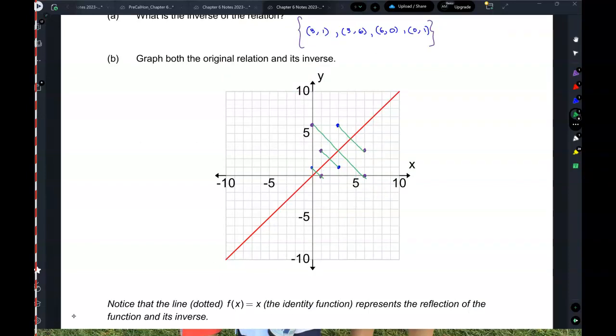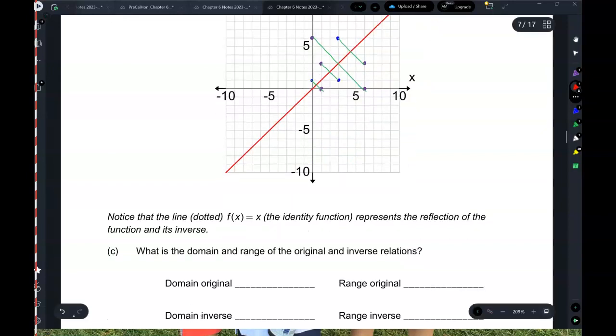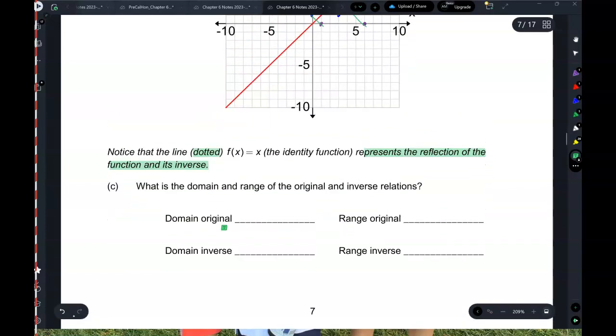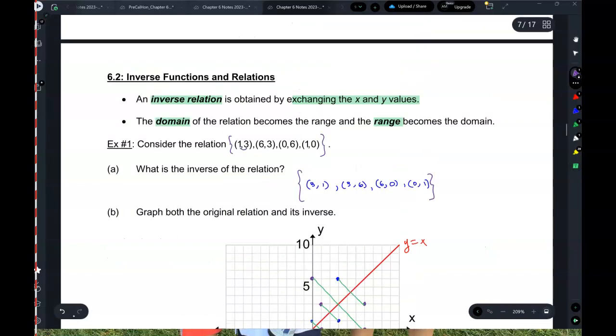That's a big deal with inverses. Whatever the function is, the inverse is like the mirrored image around that line. This is a special line. The equation for that line is y equals x, with a slope of 1. So that's what inverses do. That dotted line represents the reflection of the function and its inverse. It's the mirror between the function and the inverse.